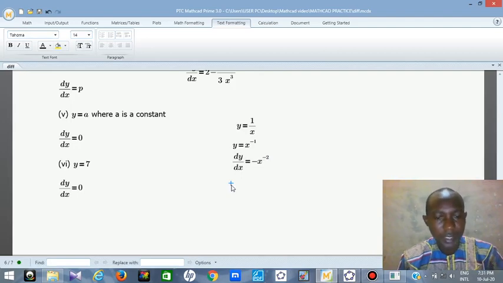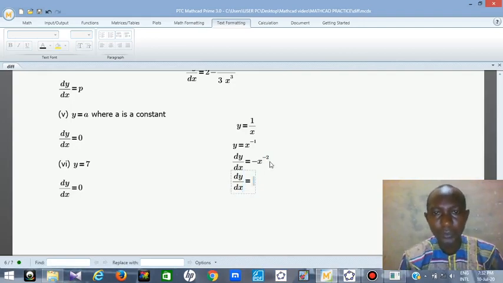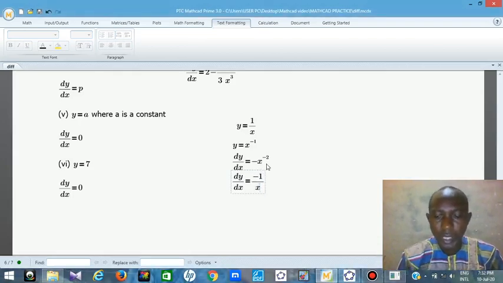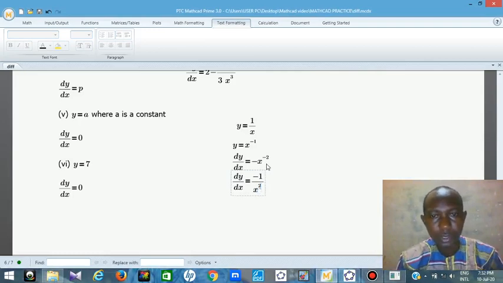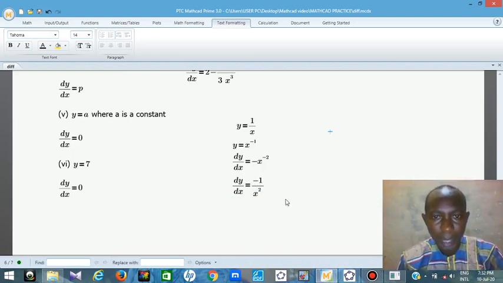So your final answer, if you arrange it in the right order, dy/dx is going to be equal to minus 1 divided by x raised to power 2. So this is your final answer for this question. So take note of all this type of question.